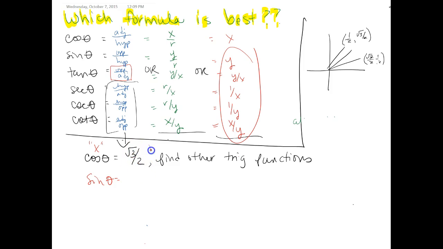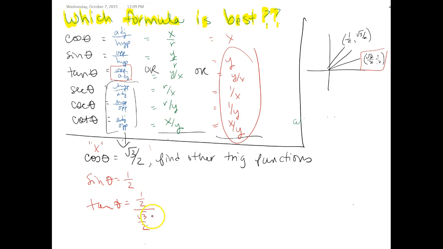And the y that always goes with that is 1/2. If I need the tangent, then I'm just doing the y over the x. So here's my point that we were talking about. Y over x would be 1/2 over root 3 over 2.